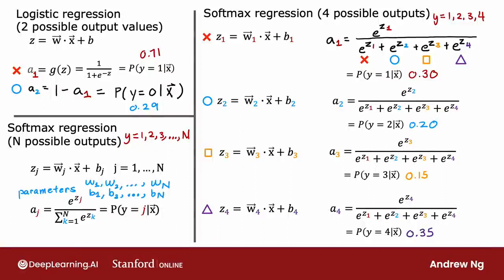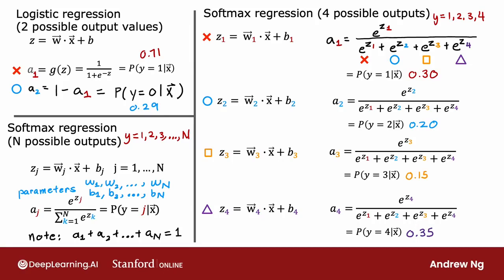Here I'm using another variable k to index the summation, because j refers to a specific fixed number, like j equals 1. aj is interpreted as the model's estimate that y is equal to j, given the input features x. And notice that by construction of this formula, if you add up a1, a2, all the way through an, these numbers always add up to 1. So that specifies how you would compute the softmax regression model.